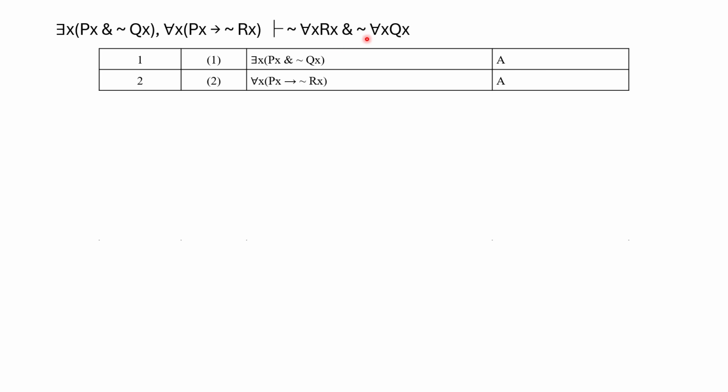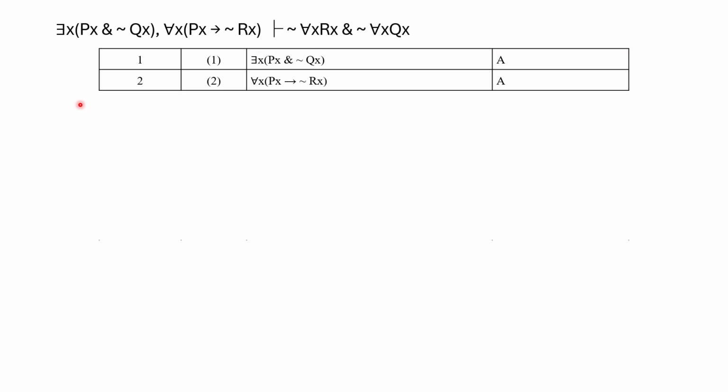The main operator is an ampersand. And then the two conjuncts are negated universally quantified statements. So what I'm actually going to have to do here is derive this first, and then derive this second. And how do we derive statements that are negations? Well, we have to assume the opposite and build a contradiction.